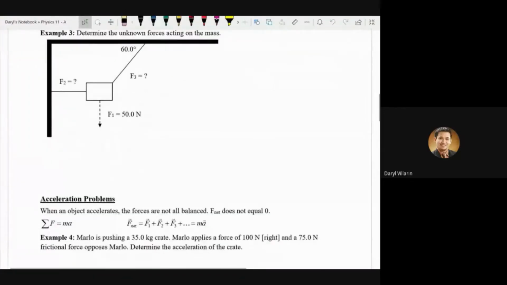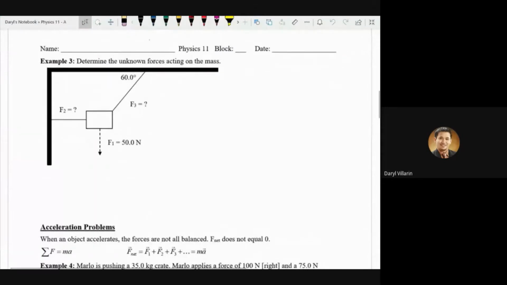Example number 3, we need to identify the unknown forces. There are two forces that are unknown in this case, F3 and F2. What we have is just F1. However, the key to answering this particular problem is trying to draw the free body diagram at first. That should be the first thing that you need to do.